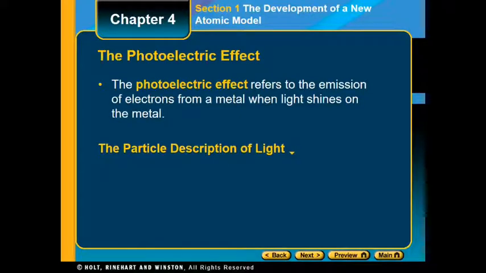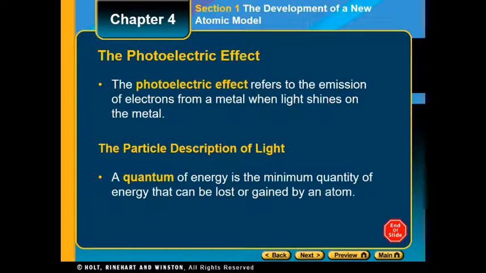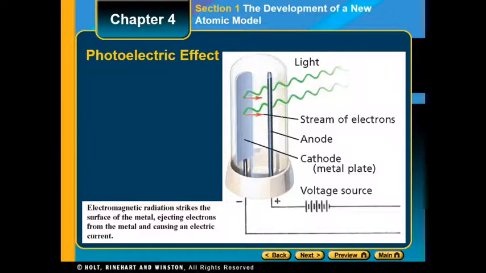And the particle description of light. So this whole section up till this point, we have talked about light acting as a wave. Now we're going to look at light acting as a particle. And the word quantum refers to a minimum amount of energy that can be lost or gained by an atom. And we're going to go look at the experiment setup to show the photoelectric effect. This is it in a nutshell. I am going to go redraw it.